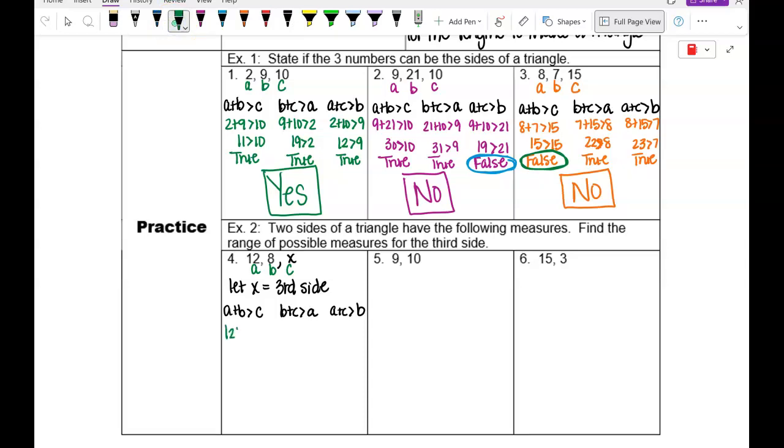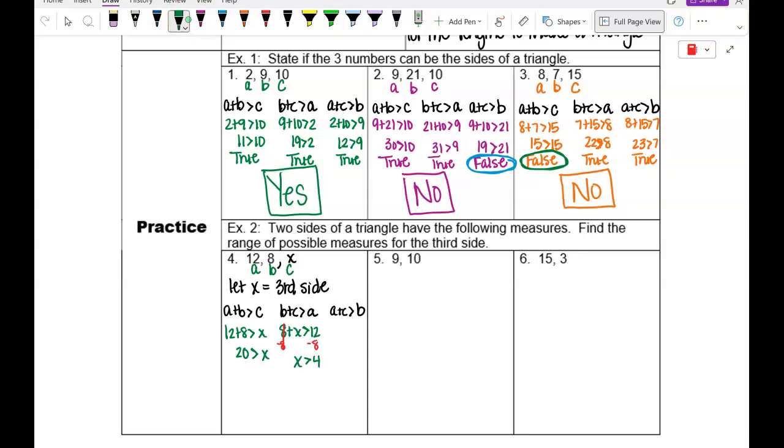So now 12 plus 8 has to be greater than x. 12 plus 8 is 20, so 20 has to be greater than x. Or in other words, what that is telling me is that x has to be less than 20. I have to have a value that is less than 20 in there. And then 8 plus x has to be greater than 12. If I subtract that 8 from both sides, that means that x has to be greater than 4.